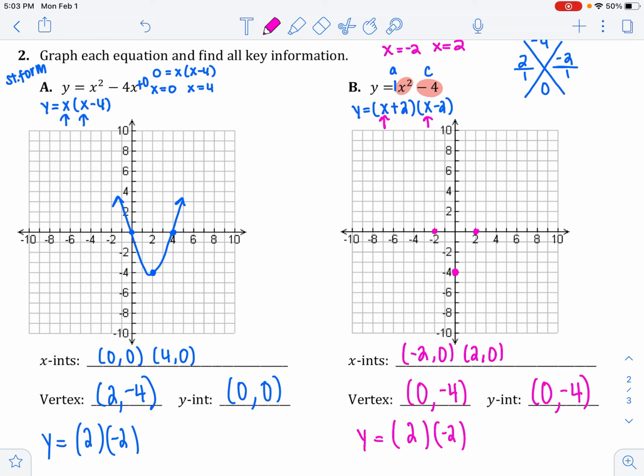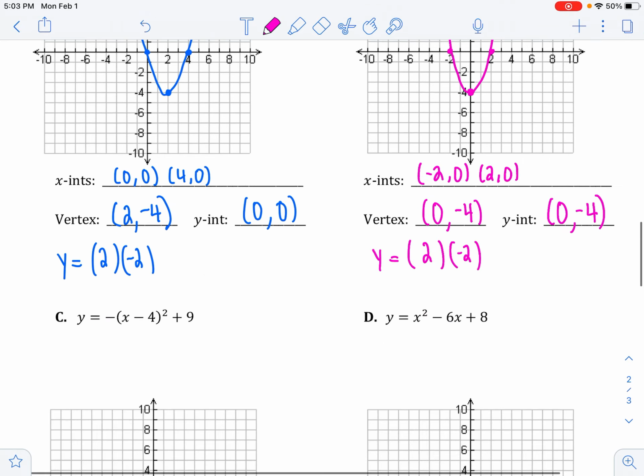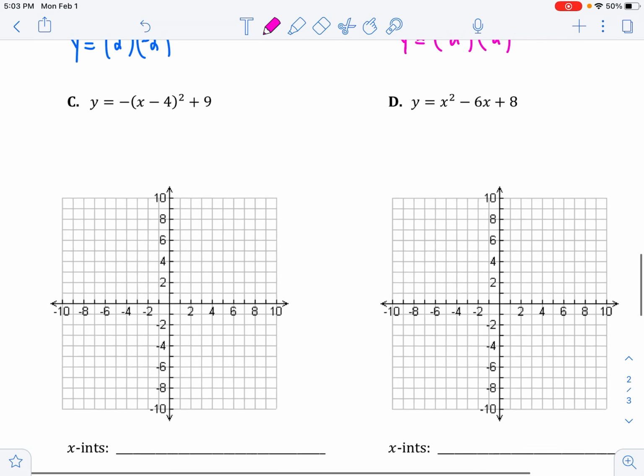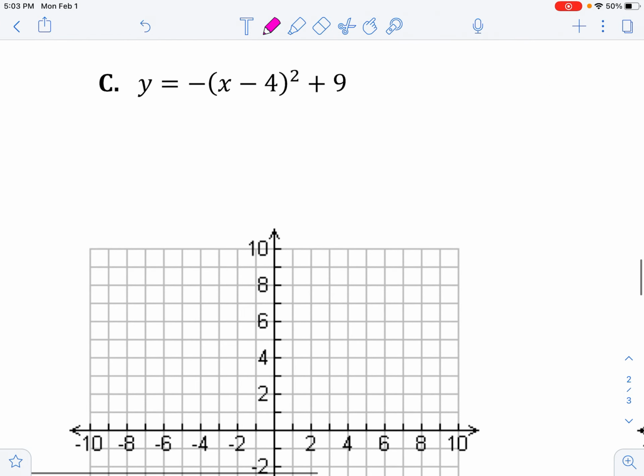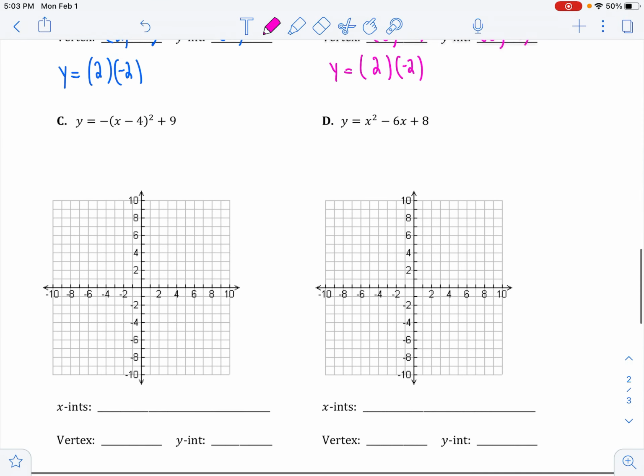And obviously your vertex is your Y-intercept. Not obviously, but you can see now. So you don't have to do the work again. And there's that parabola. All right, let's move on to C. C, I notice, is not in standard form. It's in vertex form. So I can immediately see my vertex. Remember, it's the opposite of this and then this. So my vertex is (4, 9).